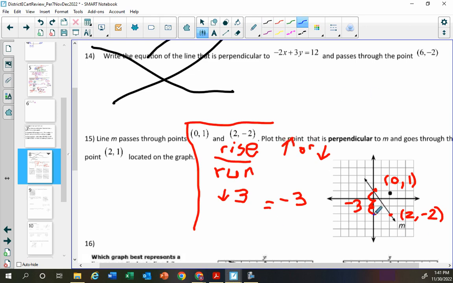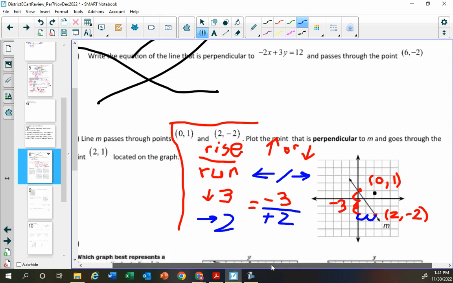Now, do we go left or right to get to the new point? Okay, so the run is either left or right. In this case, we went to the right. How far to the right? 2. So is that a minus or a +2, going to the right? +2. Okay, so this is your slope. This is your original slope.